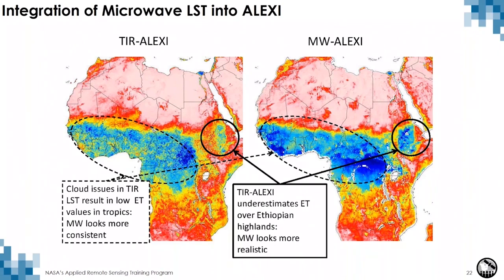If you look at the microwave version, we don't have that, and so we get a much clearer picture of what's actually happening. And in this sense, the cloud issues were really causing us to underestimate evapotranspiration in a lot of these areas, where the microwave gave us much more certain observations with a lot less variability and noise.